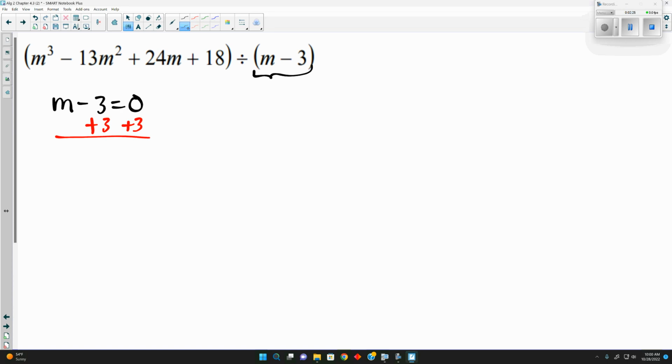Okay. This is the first step. We solve it for m. So we have m equals 3. Okay? We good with this so far?